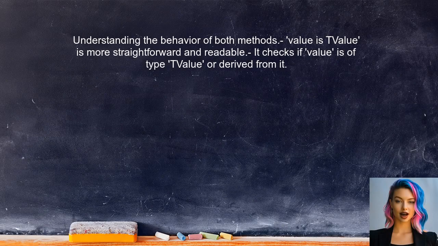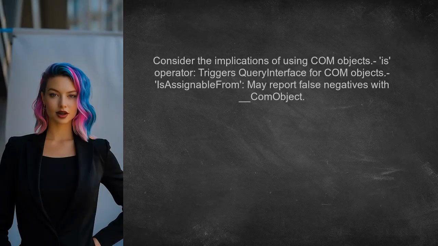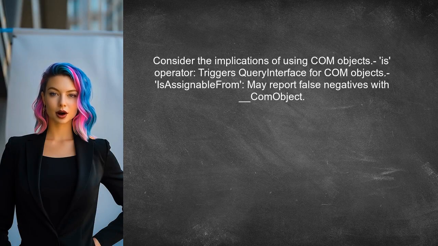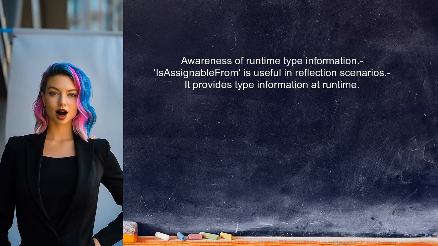To determine if the user can safely rewrite the type check, we first need to understand the behavior of both methods. The user should note that using value is TValue is generally more straightforward and readable. Next, the user should consider the implications of using COM objects. The is operator will properly handle COM interop by triggering a query interface, while IsAssignableFrom may not behave as expected with COM objects. Additionally, the user should be aware that IsAssignableFrom can be used in scenarios where type information is needed at runtime. This can be useful in reflection scenarios.